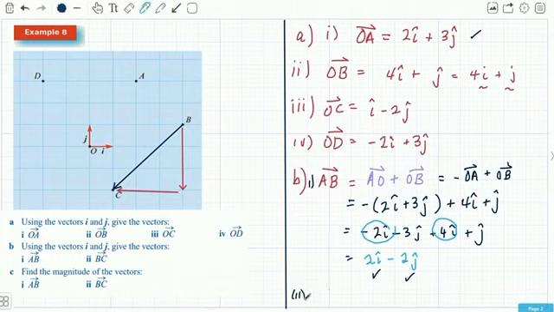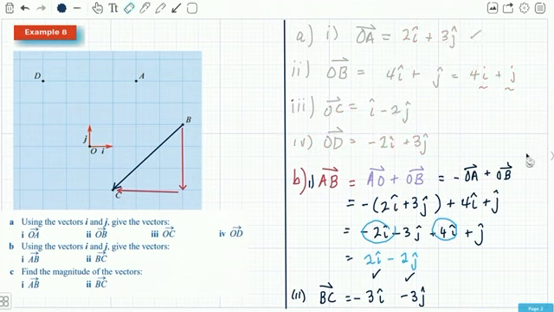Part 2, B to C would be given by 1, 2, 3, so 3 going down in the j direction, so that would be a negative 3j. And then also going this way in the i direction, that's backwards, 1, 2, 3, negative 3 in the i direction as well. Okay, so that's BC, and that's AB and BC. Now the last part of this question is asking us to find the magnitude of the vectors. So I'm just going to erase this top part now, because we've finished with that.